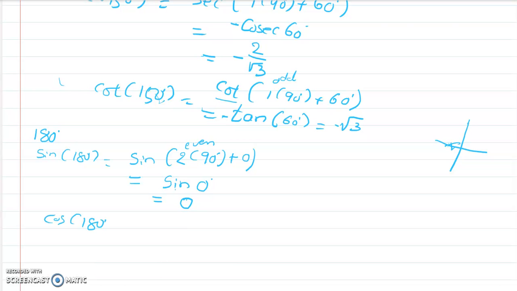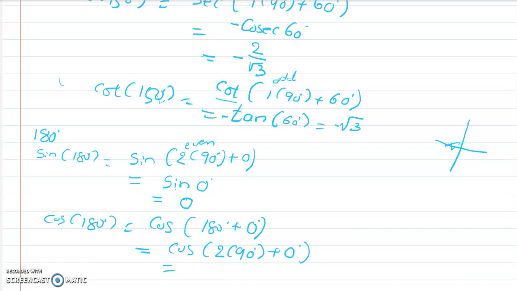Cos of 180 degree, cos operating on 180 degree, I can take it as 180 plus 0. Cos operating on even multiple of 90 plus 0 degree. Cos of even multiple of 90 degree means cos remains as cos only. There will be no change in the ratio. And as per the sign convention, whether we take 180 plus 0 or 180 minus 0, our cos is negative in the second as well as in the third quadrant. So on the negative x-axis I should put a minus sign.